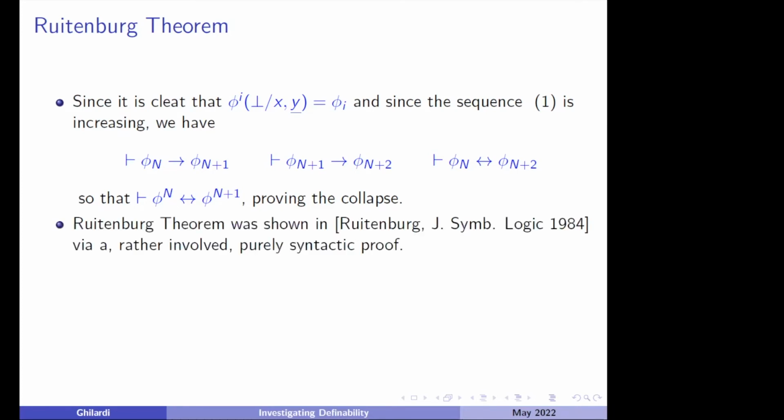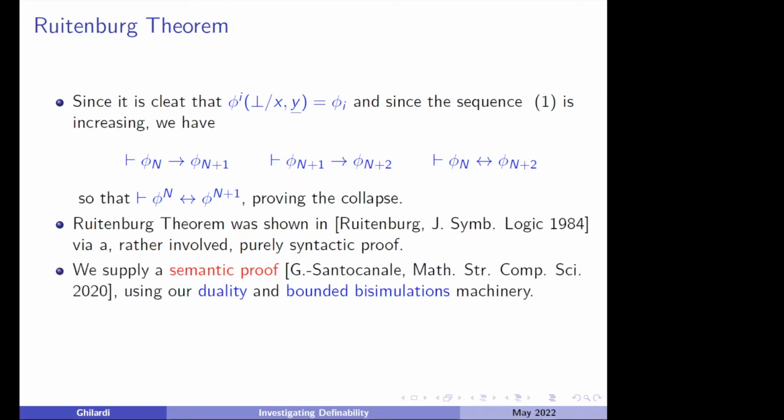Ruitenburg's theorem was proved by Ruitenburg in the Journal of Symbolic Logic in 1984 by what is, to me, an almost incomprehensible, purely syntactic proof that has also been formalized by Tadeusz. And then we supply a semantic proof. The problem of finding a semantic proof of this theorem was open for some time. And we use our duality and our bounded bisimulation machine.